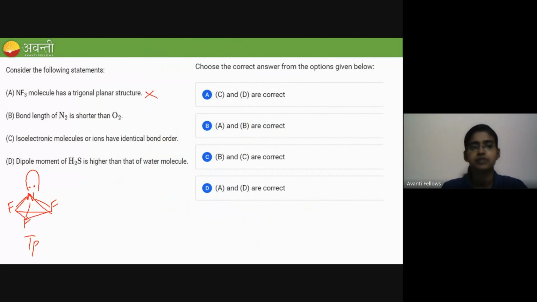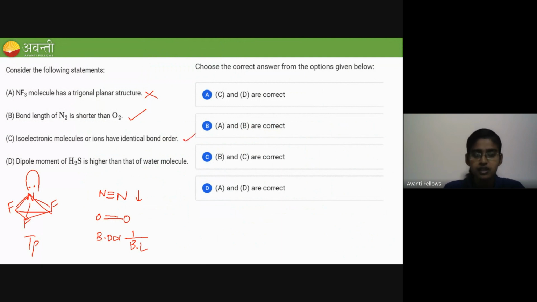Bond length of N2 is shorter. N triple bond N, but O double bond O. So bond order and bond length are inversely proportional, right? The one which is having the highest bond order will have the least bond length. Means nitrogen will have the least bond length. So that is correct. Isoelectronic molecules or ions have identical bond order. Yeah, that is also correct. Just now we have seen, okay, under the bond parameter.